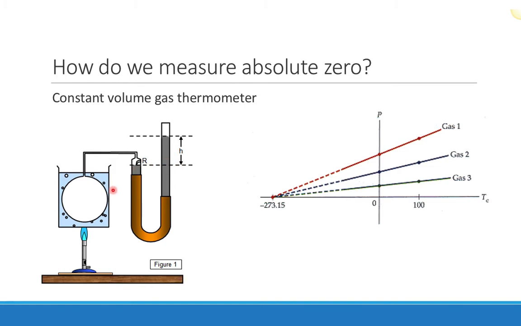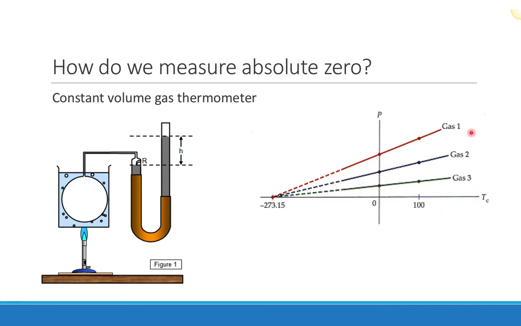So I have a way of measuring the pressure of this gas. I take the gas and keep it at a constant volume inside here. And what I do is I cool it down. As I cool this down, the gas pressure decreases, and it keeps decreasing and decreasing. So the pressure of the gas will get lower and lower.